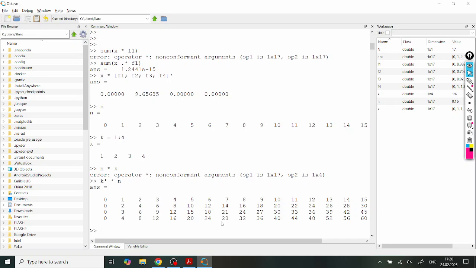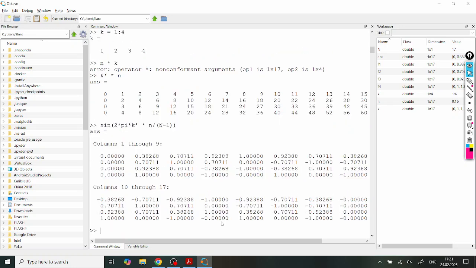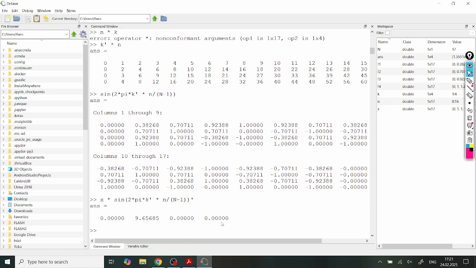I suppose that's what I wanted to. Now I take the sine of that entire thing, 2 multiplied by p, multiplied by k, multiplied by n versus n minus 1. And I get all the base functions in one go. And finally, I take this product, x multiplied by transposed. And there you have them, yes?